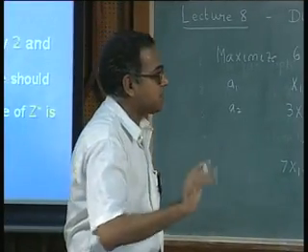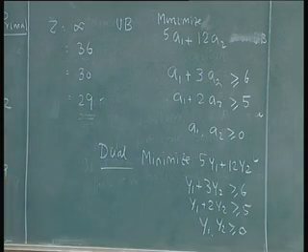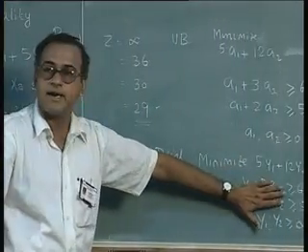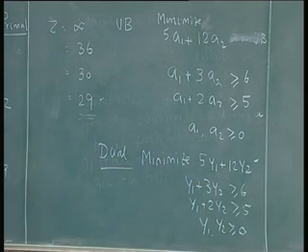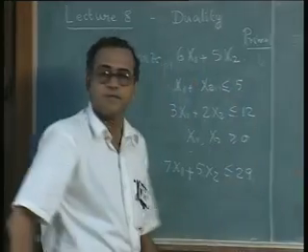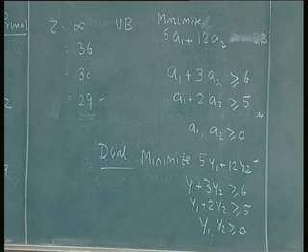In summary, the properties are, if the primal is a maximization problem, dual is a minimization problem. The dual will have as many constraints as the number of variables in the primal and as many variables as the number of constraints in the primal. The coefficient matrix of the primal will get transposed and appear in the dual. The right hand side values become the objective function coefficient values and the objective function coefficients become the right hand side values. Now we will keep this as the base primal dual relationship.